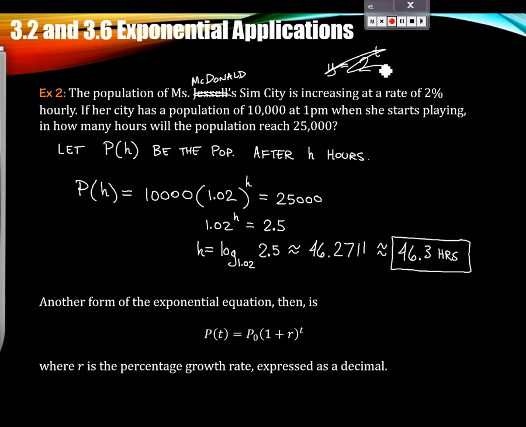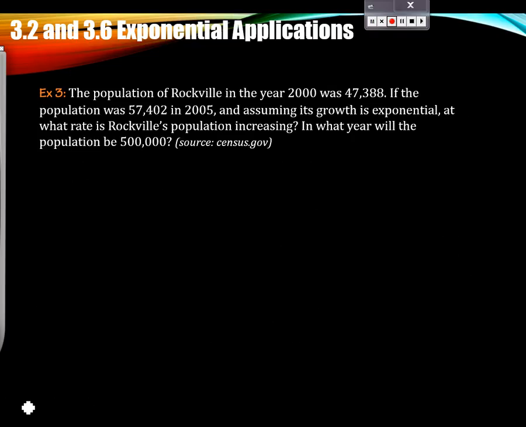Okay. So this should be a review, but please, please, please don't memorize this as a separate formula. In fact, don't memorize it at all. Okay? That's the word I have for you about that. It looks fancy, it's got a P sub 0 in it. Like, neat. Okay. Let's do another population problem.